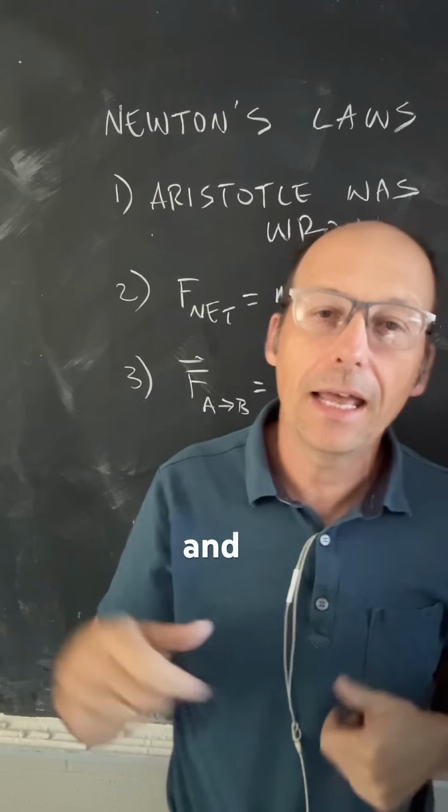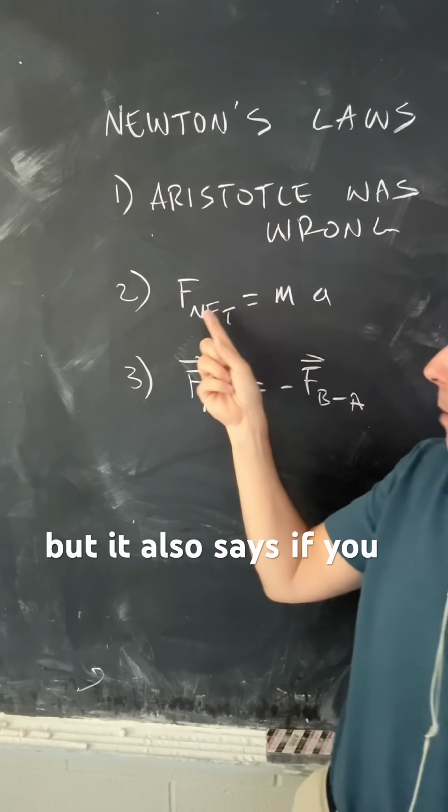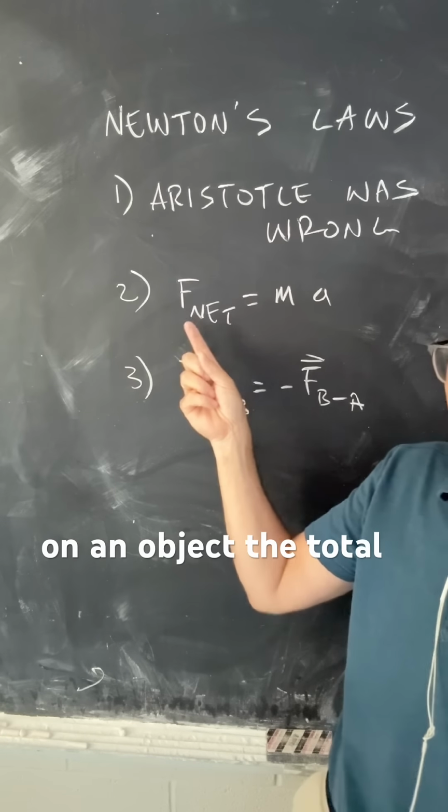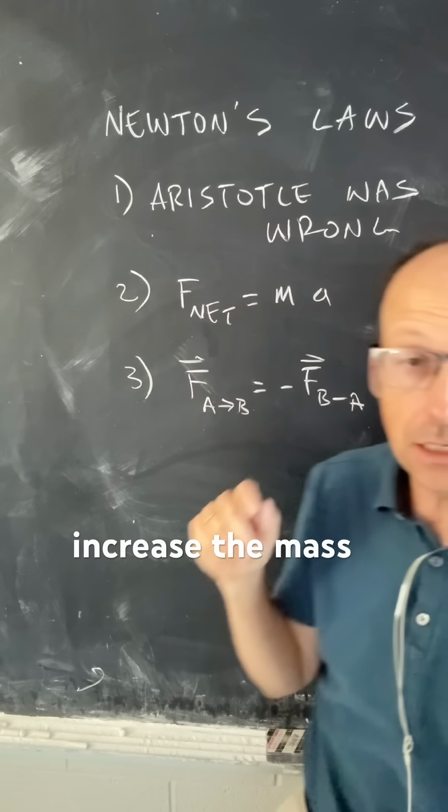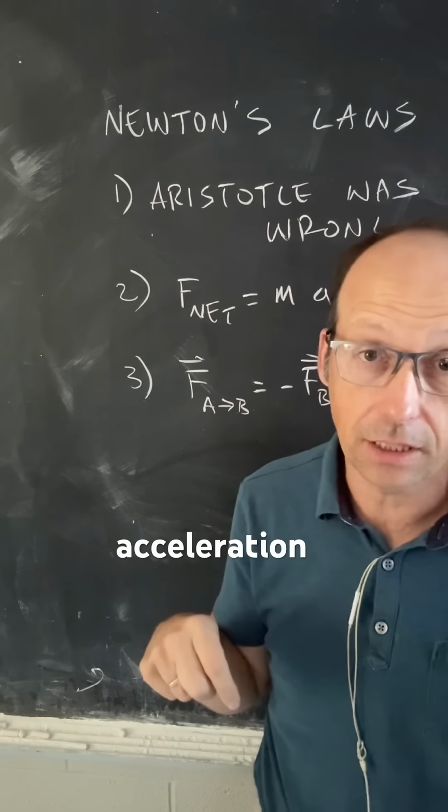Okay. And this is actually a vector. I didn't write it as a vector, but it also says that if you increase the total force on an object, you increase the acceleration. If you increase the mass of the object, you decrease the acceleration.